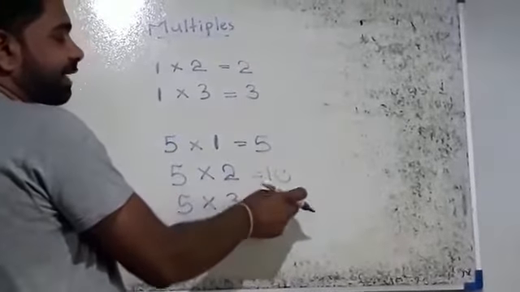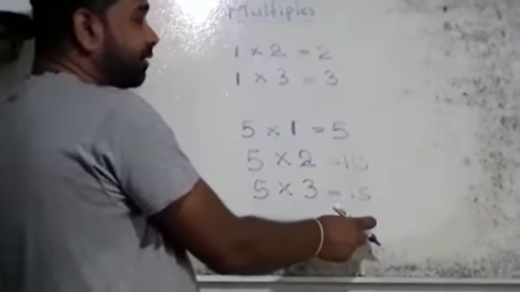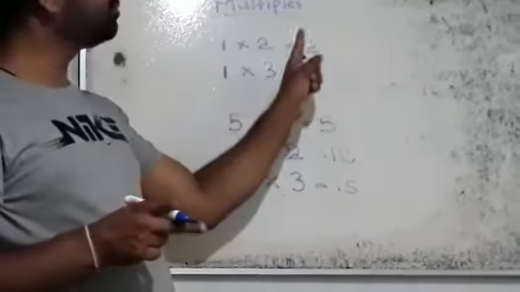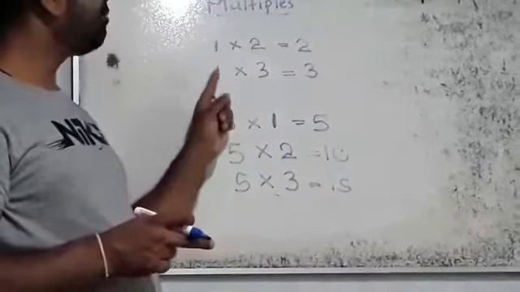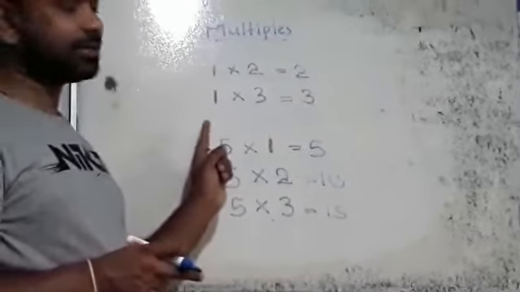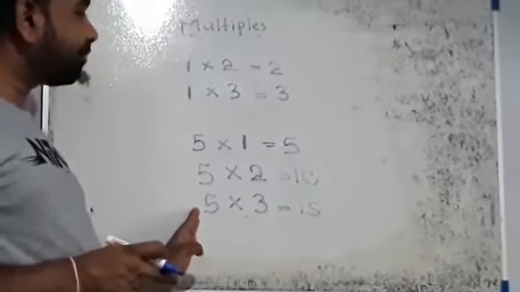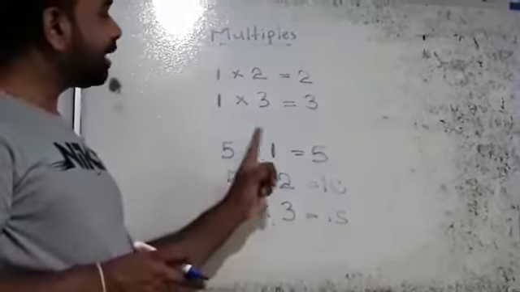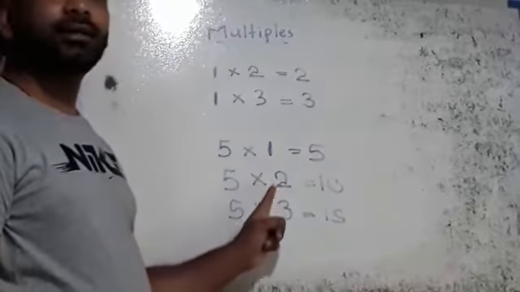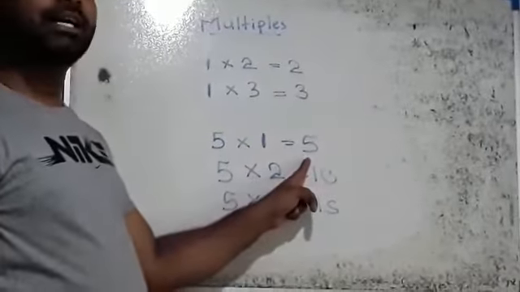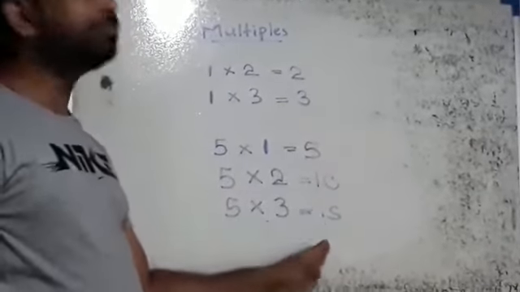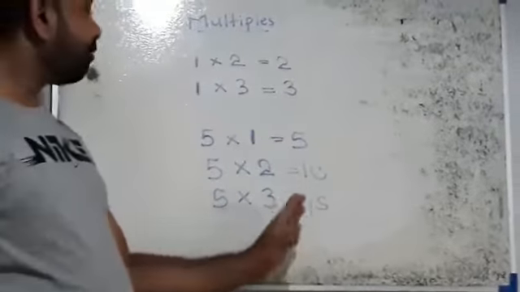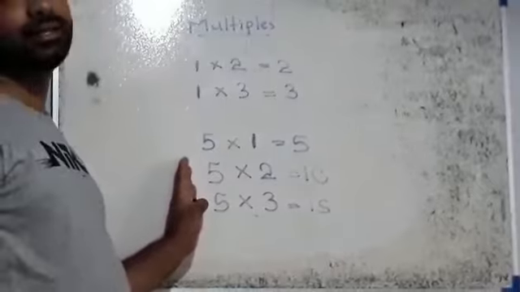5, 10, 15, like that numbers we can call as the multiples of 5. Here 2, 3 I can call as the multiples of 1. Understood? So I select a whole number. That number I multiplied by another whole number. Then a product will be made. Such products, those results, become the multiples of the selected number.